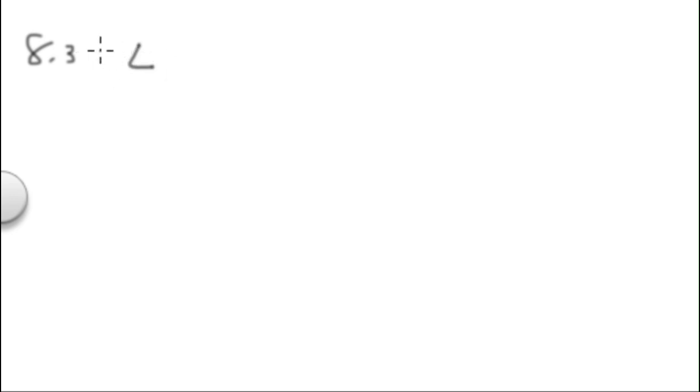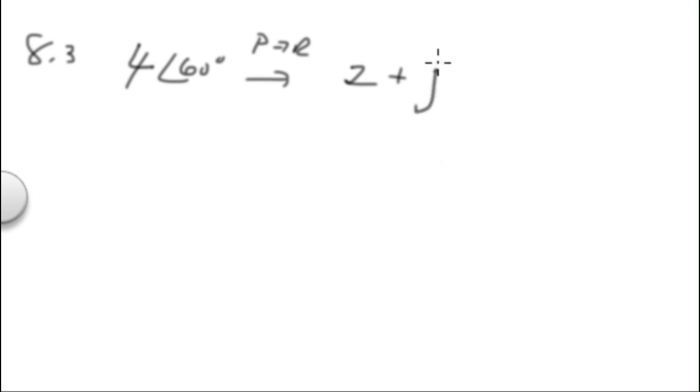4 at an angle of 60 degrees. This is going to be P to R, polar to rectangular. So I hit 4, shift P to R, then I hit the 60, then hit equals. Okay, so here is my answer. It's 2 plus j3.464.